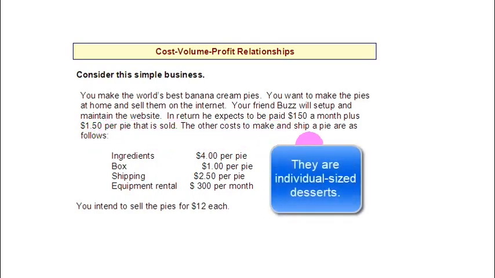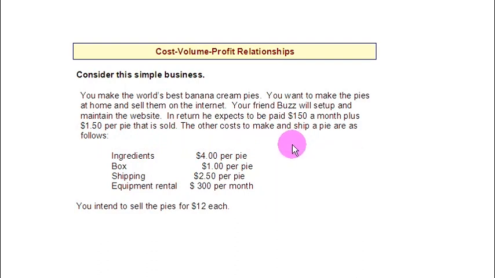because his workload will be larger as you sell more pies. In addition to what you're going to pay Buzz, there are of course some costs involved in producing those pies. So here are the costs that we have. We've got the ingredients for the banana cream pie. We're going to have to box them up. There'll be some shipping involved. It's going to cost $2.50 per pie to ship them to customers. And you're going to be working out of your home kitchen, but you're going to need some specialized equipment, and you'll be able to rent that equipment for $300 a month.